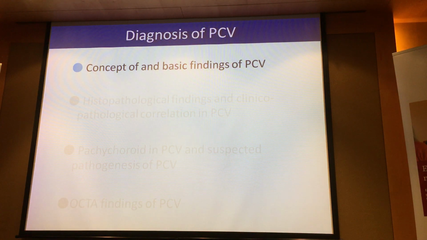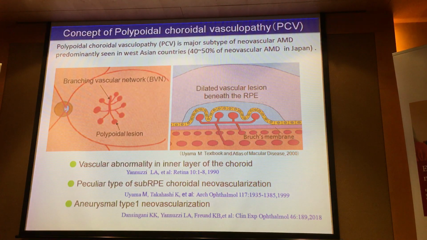First, the concept and basic findings of PCV. The concept of polypoidal choroidal vasculopathy: PCV is a major subtype of neovascular AMD, predominantly seen in Asian countries, accounting for up to 50% of neovascular AMD in Japan. It has 2 components, a branching vascular network and a polypoidal region. These regions are dilated vascular regions beneath the RPE.